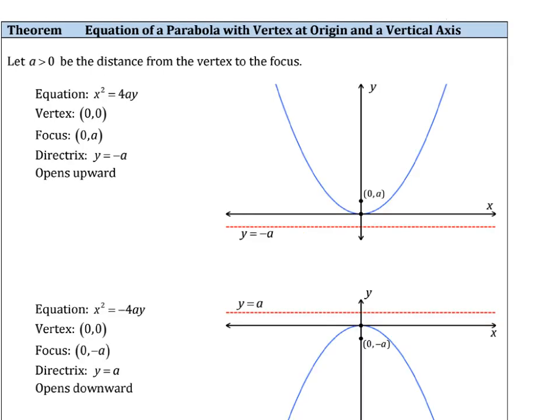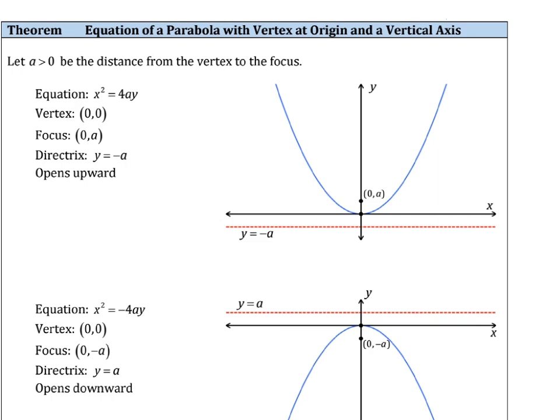Now, we have possibilities. We could have a parabola that opens up or down, or a parabola that opens left or right. If our axis is vertical, where by axis we mean the axis of symmetry that passes through the focus and the vertex and is perpendicular to the directrix, then x is going to be squared. You'll notice that in each of these cases the vertex is (0, 0), and a is the distance from the vertex to the focus.